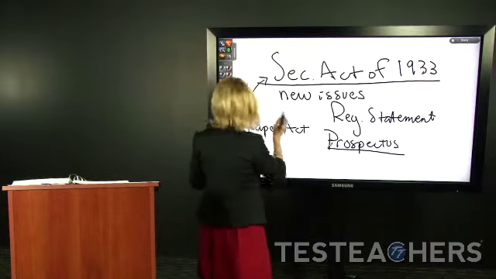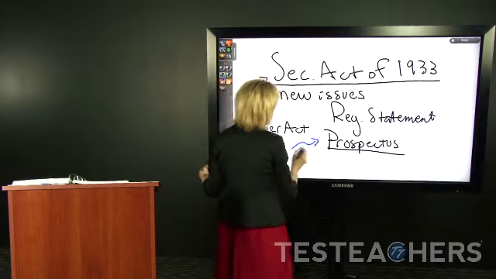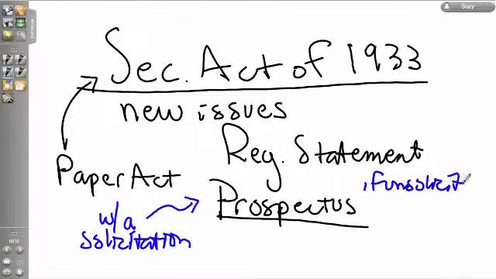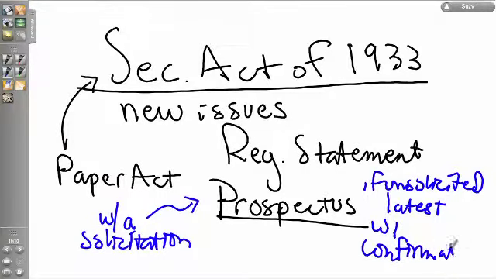A lot of times we talk about the prospectus must be given out with a solicitation. So that is one rule, with a solicitation. But if the order is unsolicited, the latest you can give out a prospectus is with the confirmation. Which one is going to be on your test, I'm never quite sure. So you just have to carefully read the question. It is true, it can be given out with the confirmation.